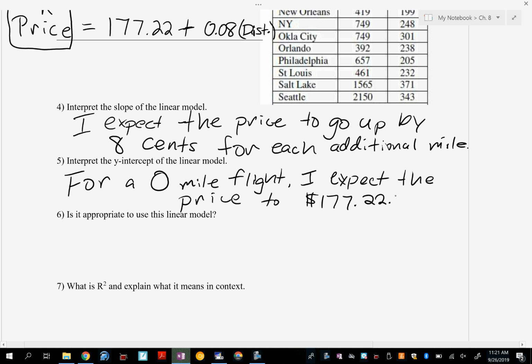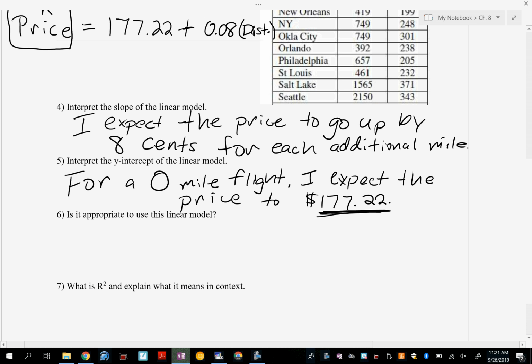Right? Why do they have to charge you that money? Well, they got to pay for the plane. They got to pay for the gas. Maybe you got snacks on the plane and drinks. They got to pay for that. They got to pay for the salaries for the employees, like the pilots and the flight attendants. All right, all of that is included in this number 177.